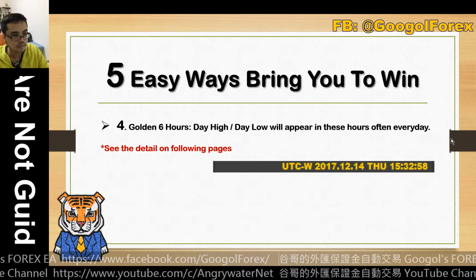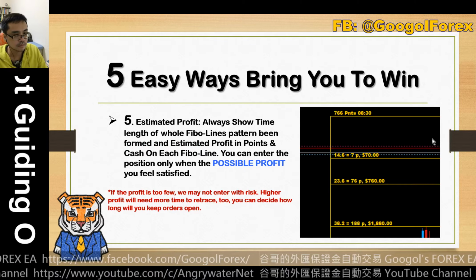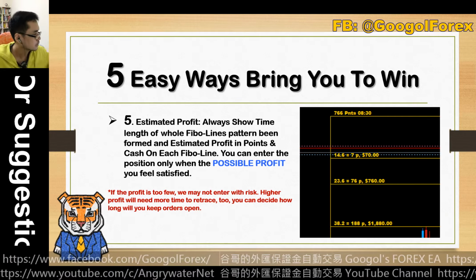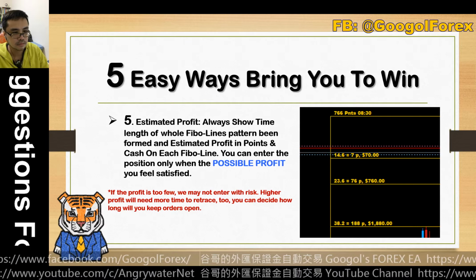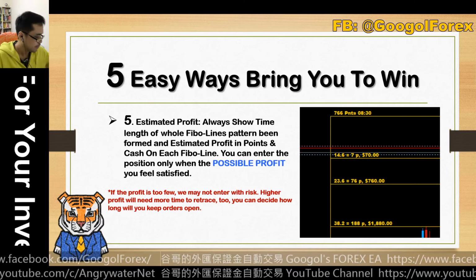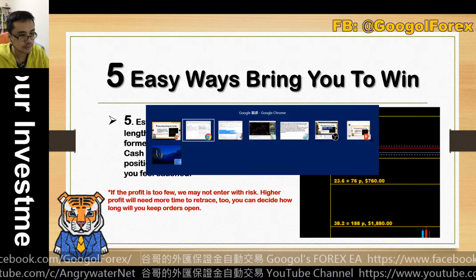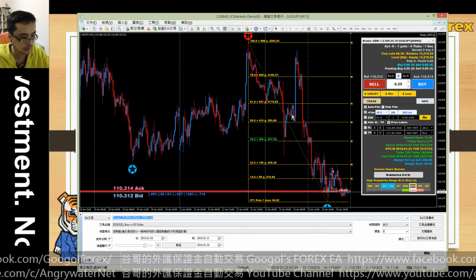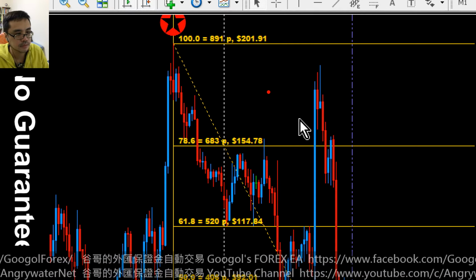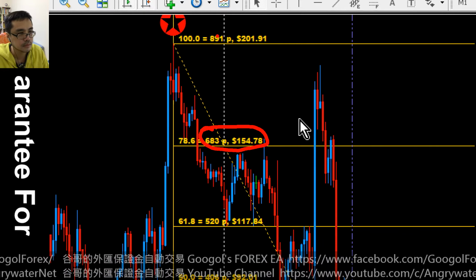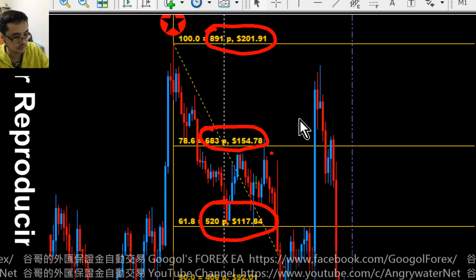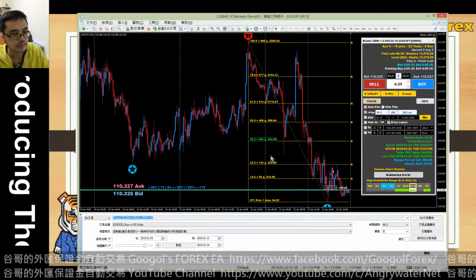The most important thing is the fifth point. Successful traders will never enter any trade when the market does not have enough momentum. The Alchemy provides an automatic Fibonacci retracement drawing function. You can see how long the whole Fibo pattern has been forming. The robot will show you the estimated profits on each Fibo line, calculated in points and cash. With this critical information, you can see the momentum of the market clearly. You will be able to plan your trade, including entry position, exit position and trading period, before you really trigger the first shot.